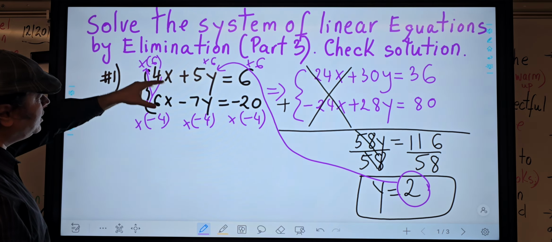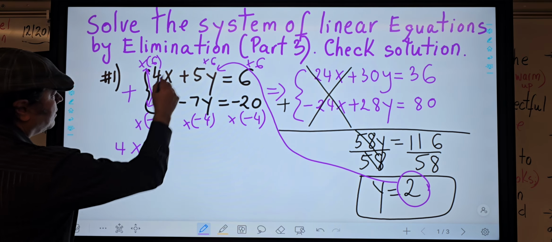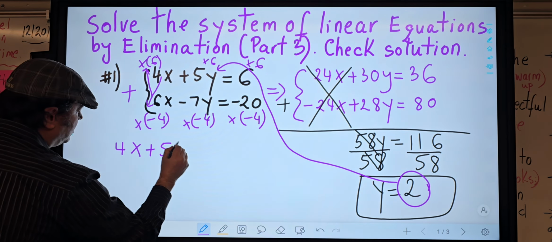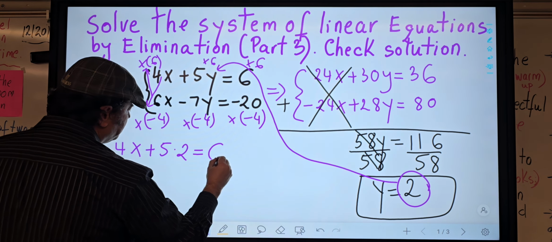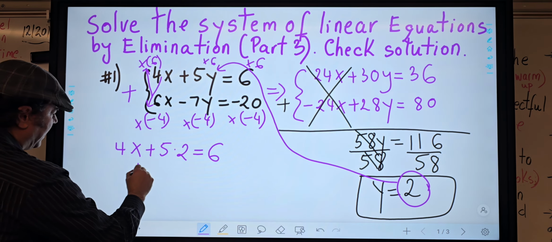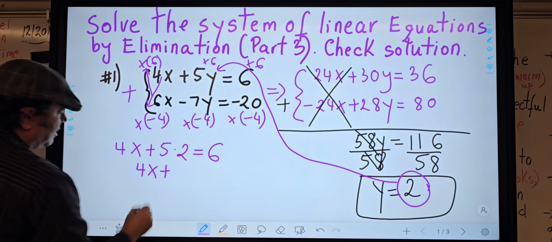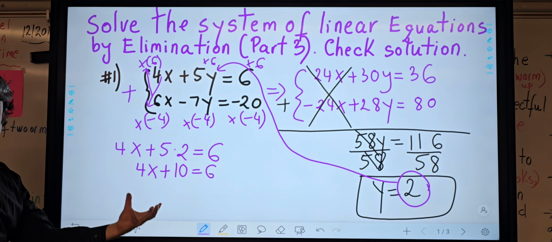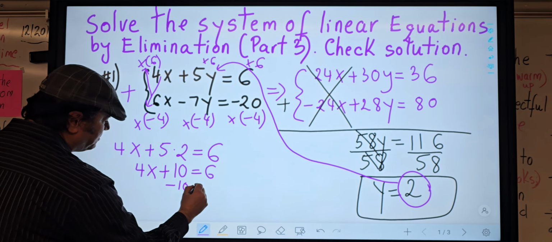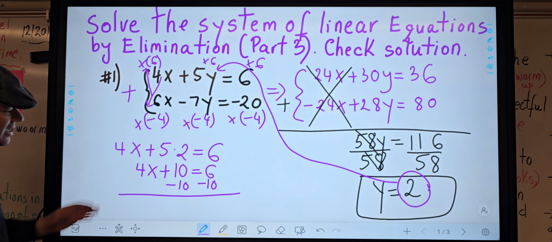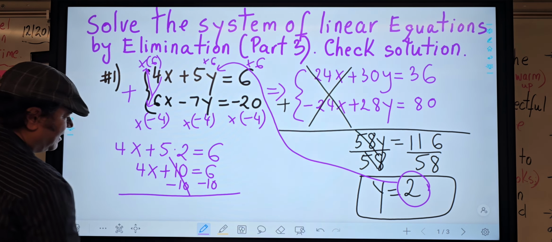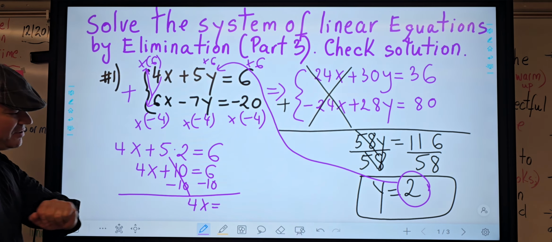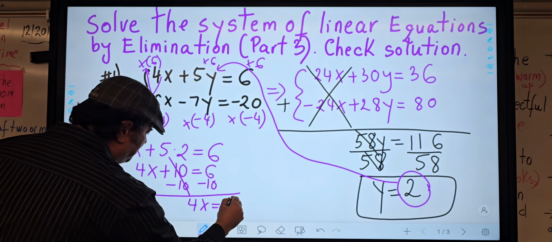So now we have 4x, the original equation. So we have 4x plus 5, instead of y, we are substituting 2, equals 6. Let's solve it. So we have 4x plus 5 times 2 becomes 10 equals 6. And now we have to subtract 10 on both sides. 10 minus 10 simplifies. And then we have 4x equals negative 10 plus 6 becomes negative 4.